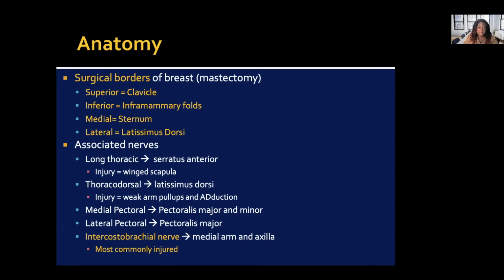An easy way to remember that is medial does more. The intercostobrachial nerve innervates the medial arm and the axilla. It's the most commonly injured nerve during axillary or breast surgery.